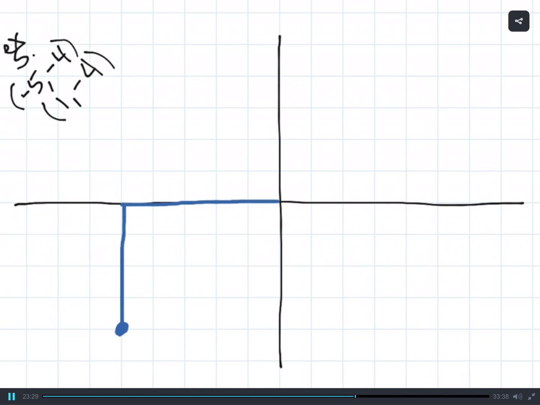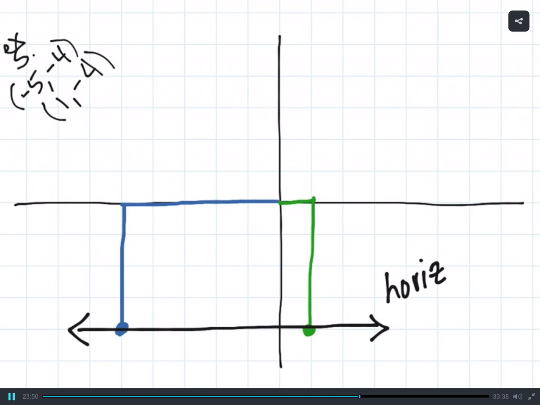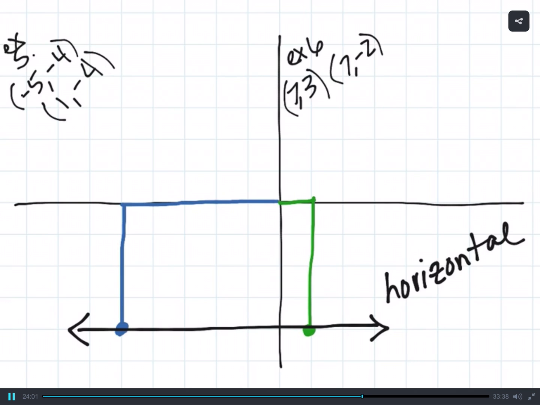Then I'm going to do the second point. Again, starting at the origin, I'm going to go to the right 1 because it's positive, and then I'm going to go down 4 and I'm going to plot a point. If I connect these 2 points, I can easily see that I have a horizontal line where the slope is 0.